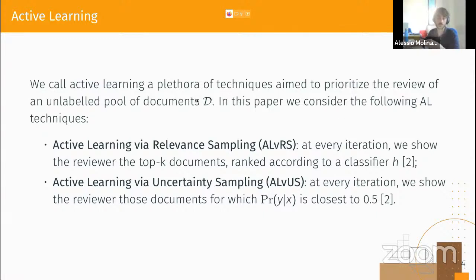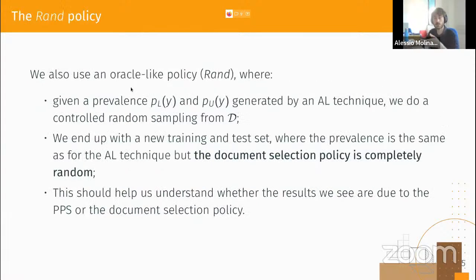So we have an unlabeled pool of documents D, and we need to decide which documents we review and which documents we don't. The two most famous techniques are relevance sampling, where we show basically the top K documents ranked according to a classifier, and uncertainty sampling, where we show basically the documents that the classifier is most uncertain about.